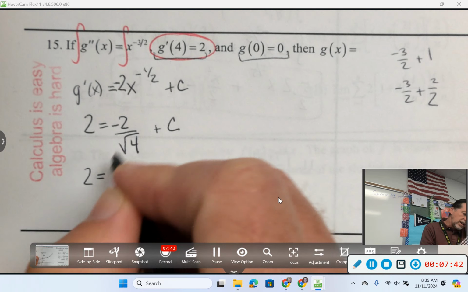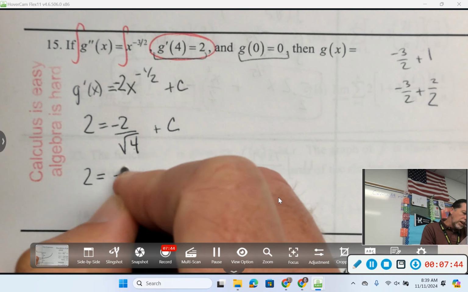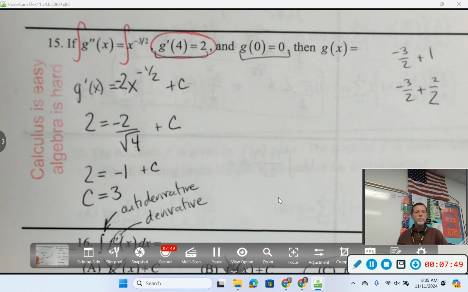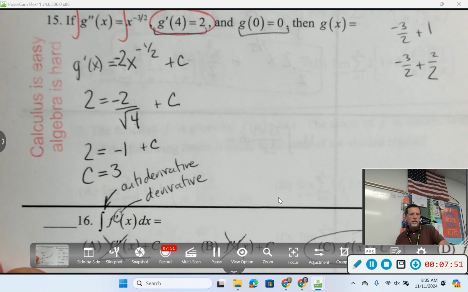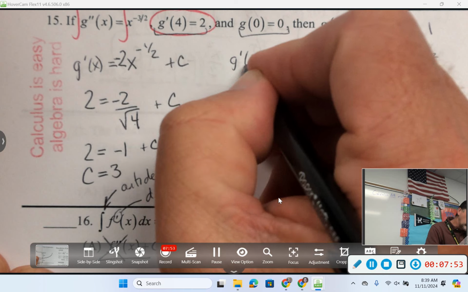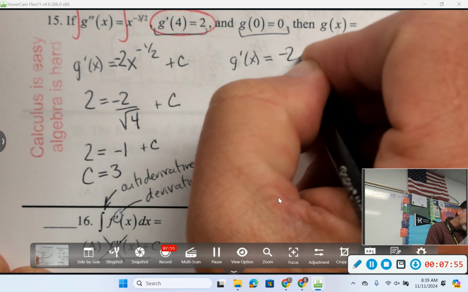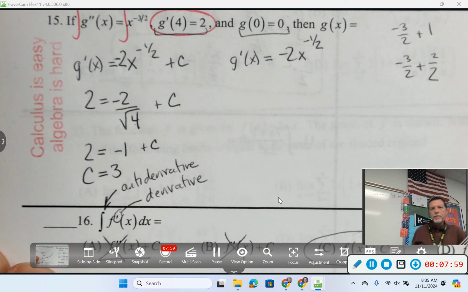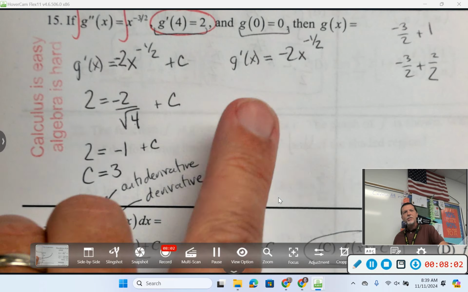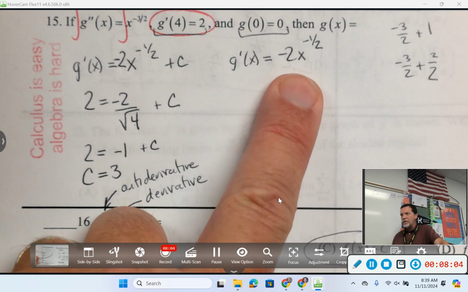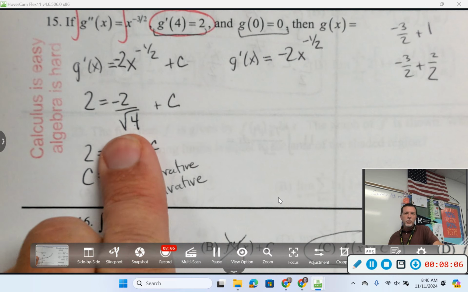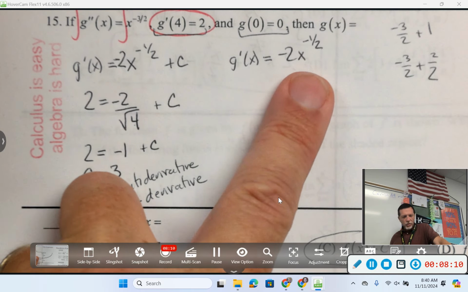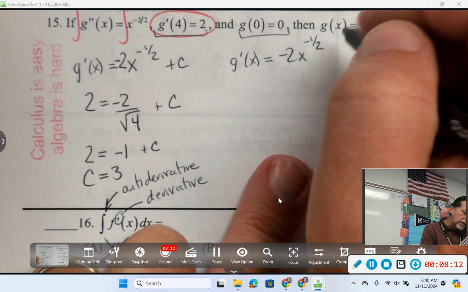So let's see. Negative 2 divided by 2 is negative 1. So C equals 3. So G prime is negative 2 x to the negative 1/2. I'm still going to leave that as x to the negative 1/2 because it's easier to do derivatives and antiderivatives with exponents than it is with roots. So it's easier to calculate with roots, but for derivatives and antiderivatives, I want the power.